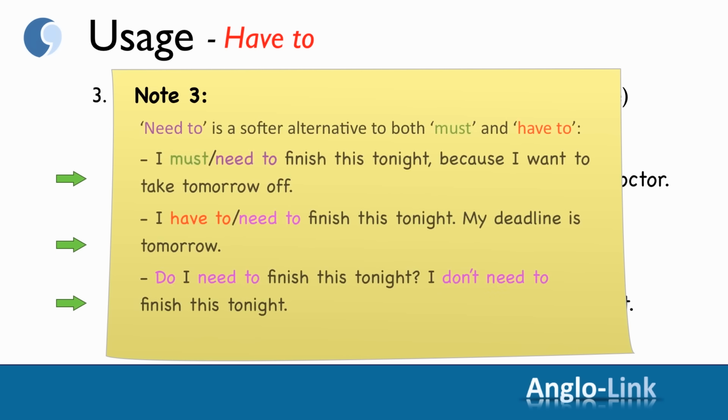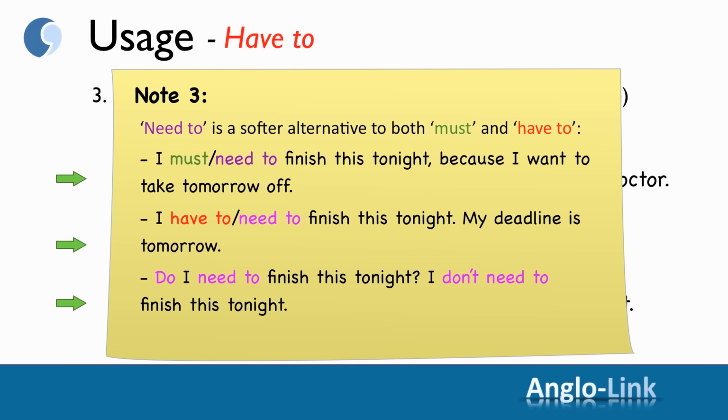You may have also come across the expression need to. Need to is a softer alternative to both must and have to. For example, you could say, I must finish this tonight because I want to take tomorrow off, or I need to finish this tonight because I want to take tomorrow off. Or I have to finish this tonight, my deadline is tomorrow. In a softer tone, you could say, I need to finish this tonight. My deadline is tomorrow.